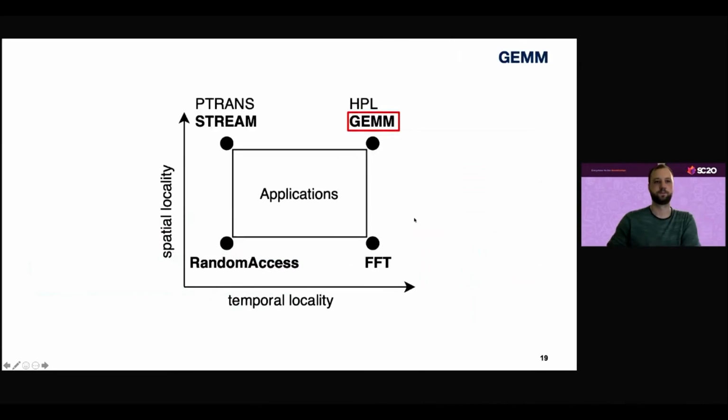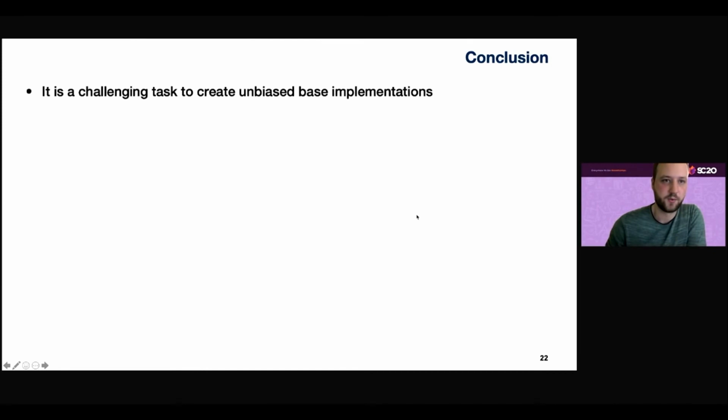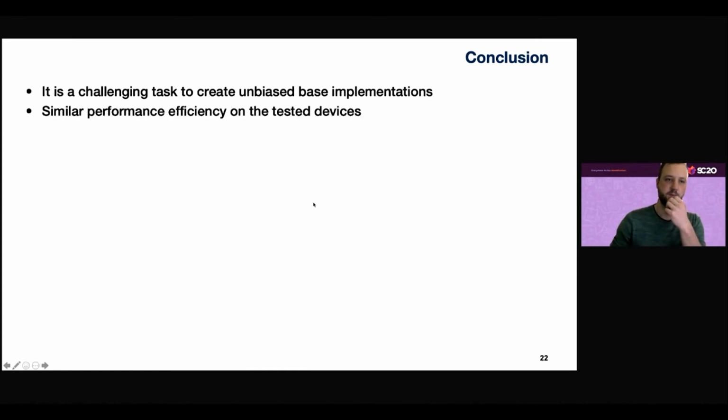In the interest of time, I will skip GEMM now and directly come to the conclusion. First of all, what you may have understood is that it's a challenging task to create unbiased implementations for Intel and Xilinx FPGAs, because most of the time an implementation may come from one direction or the other, and the code is interpreted in very different ways by the compiler. But with the benchmarks I've shown, you could see that they show similar performance efficiency for the tested devices.